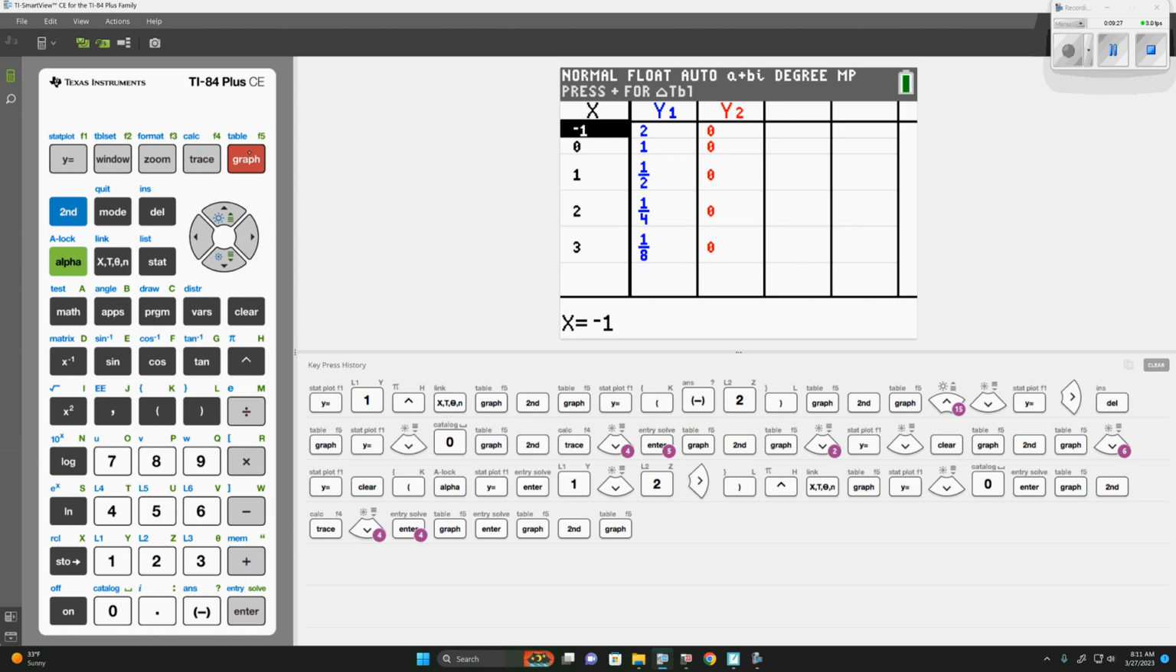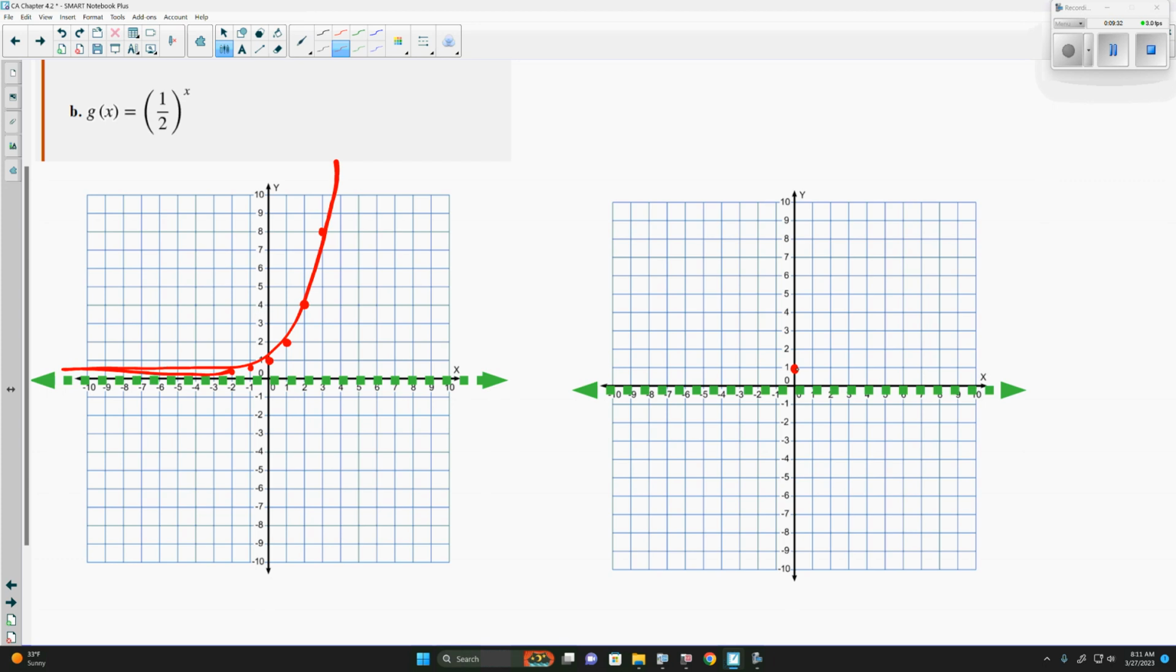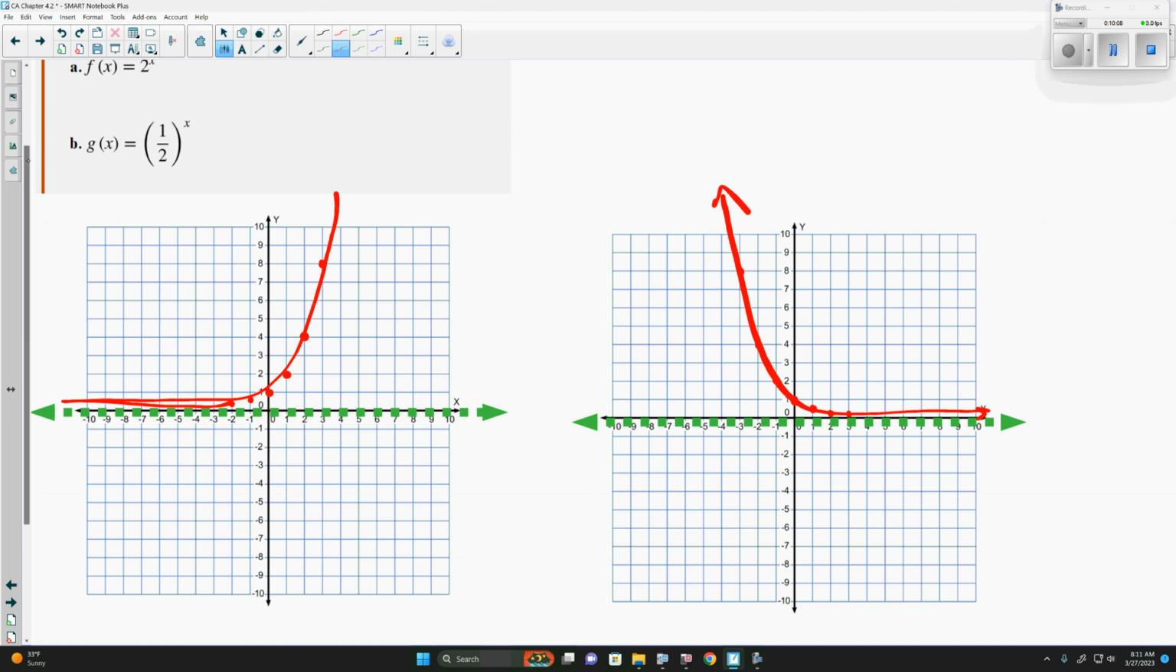And now we just need some points. Well, at 0, we are at 1. At 1, now we're at 1/2. And then we're going to be at 1/4, and then 1/8. And it's going to keep going down. Now at negative 1, we're now at 2. At negative 2, we're at 4. At negative 3, we're at 8. And it's going to get really close to that line. It's just getting closer and closer to that horizontal asymptote. And it'll never cross it. It'll never intersect it.